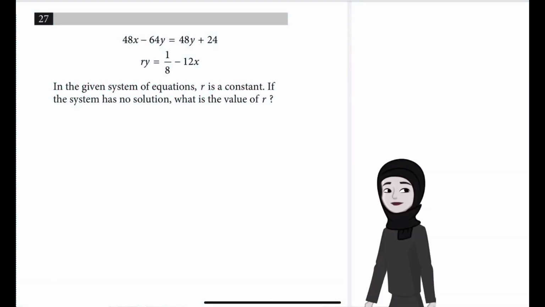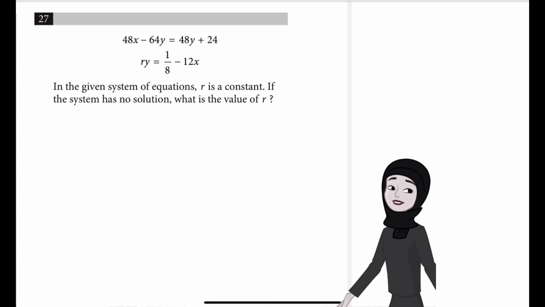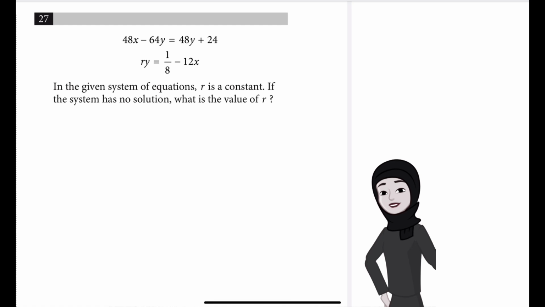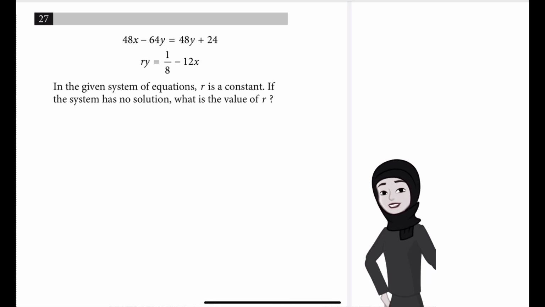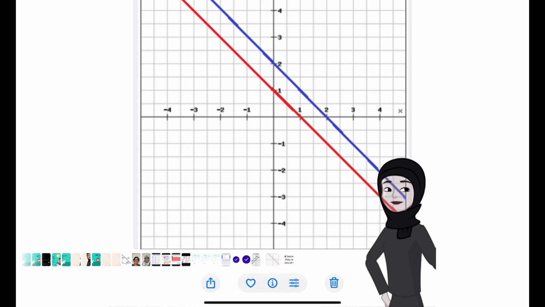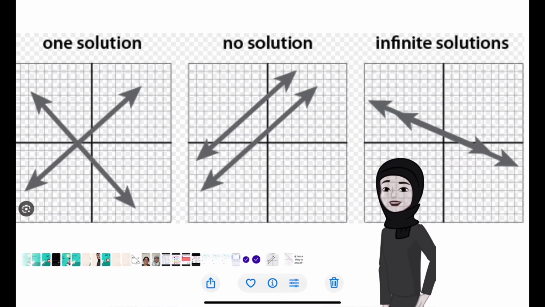Question number 27. 48x minus 64y is equal to 48y plus 24. Ry is equal to 1 by 8 minus 12x. In the given system of equations, r is a constant. If the system has no solution, what is the value of r? So no solution happens because both the lines are parallel to each other. So the slopes will be equal.